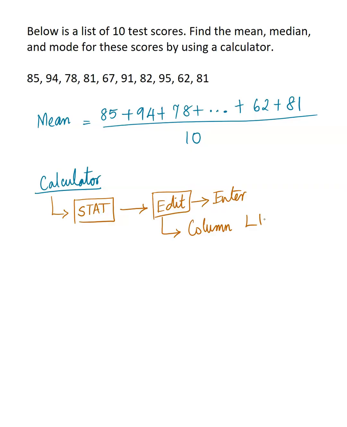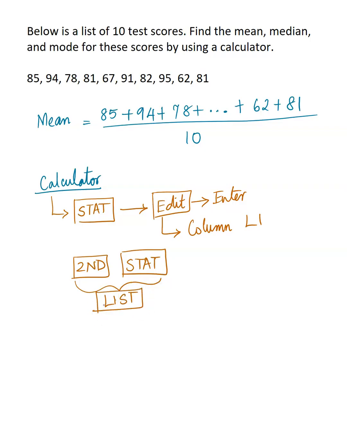Now we need to go to the list function. If you look at your stat button, you see the word list behind it in blue. So we're going to access that. In order to access that, we have to do second and stat to get to the blue. So second button and the stat button will give you the list button. So we go to the list, and there you see 3 tabs. You see the names, ops, and math. So use the right arrow button to take you to the math tab.